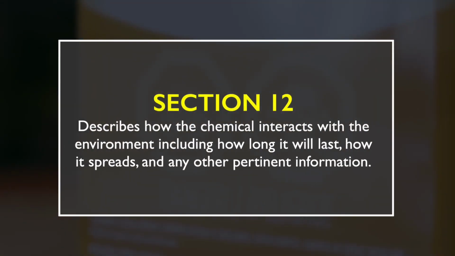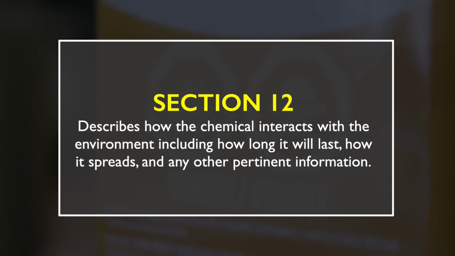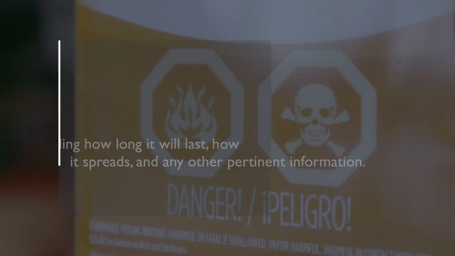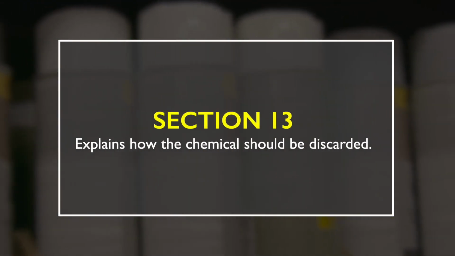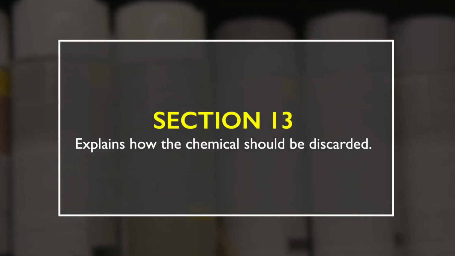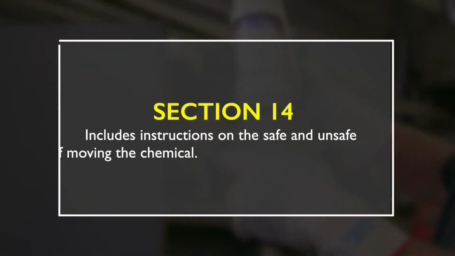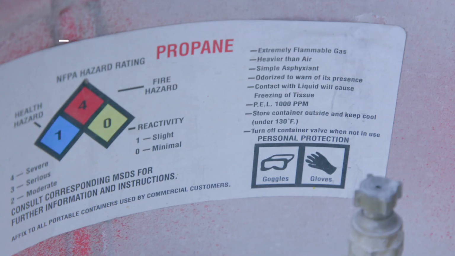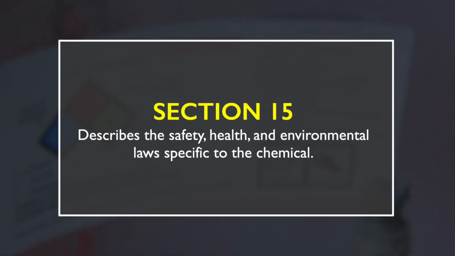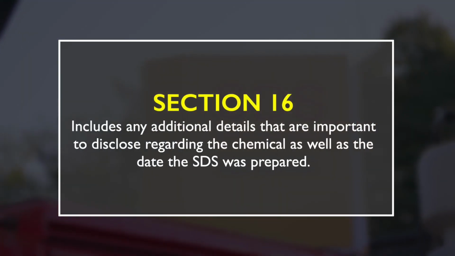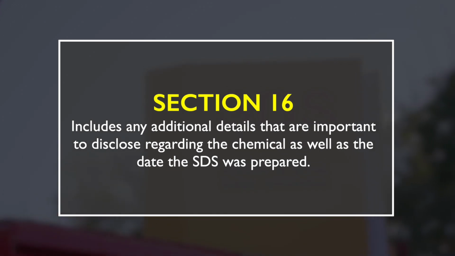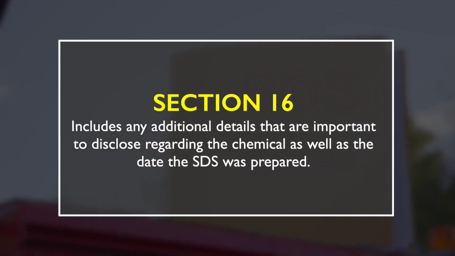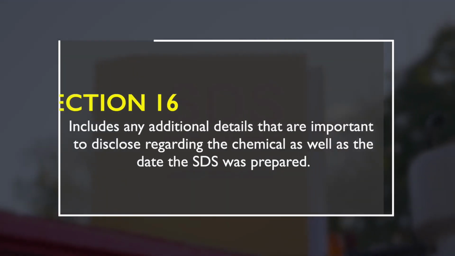Section 12 describes how the chemical interacts with the environment, including how long it will last, how it spreads, and any other pertinent information. Section 13 explains how the chemical should be discarded. Section 14 includes instructions on the safe and unsafe ways of moving the chemical. Section 15 describes the safety, health, and environmental laws specific to the chemical. And finally, Section 16 includes any additional details that are important to disclose regarding the chemical, as well as the date the SDS was prepared.